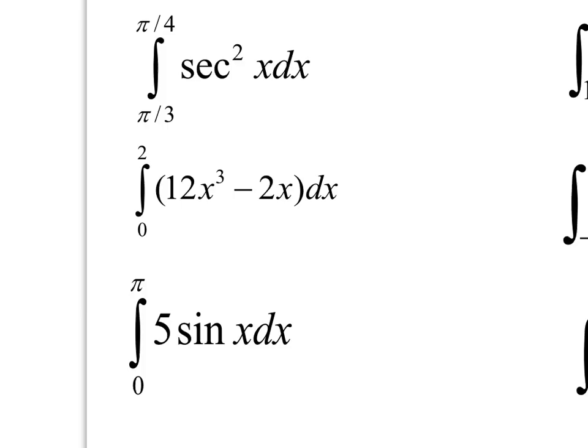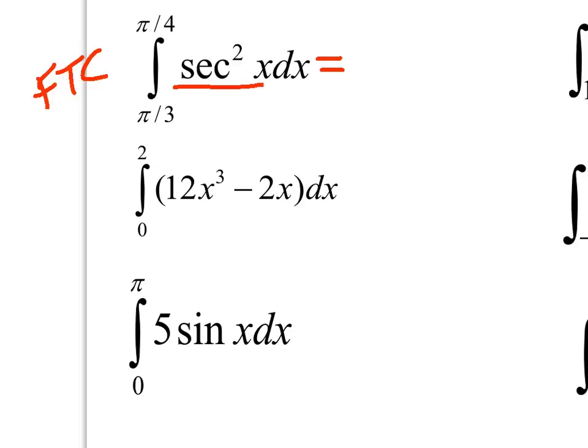Okay, so let's see if we can do the fundamental theorem with these problems. Find the exact area under the curve using the fundamental theorem of calculus, which I abbreviate as FTC. Now remember, the fundamental theorem of calculus means to antiderive your function, take your two bounds and substitute them, and subtract the top function minus the lower function.